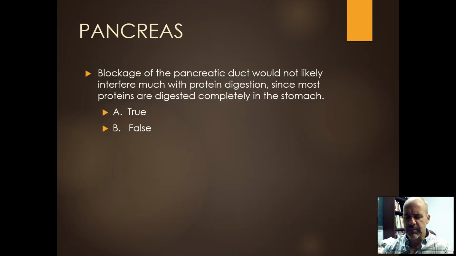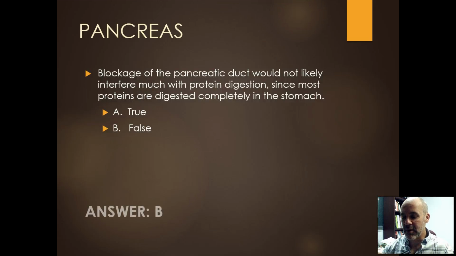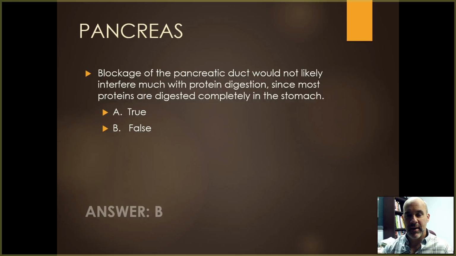All right, here's a true false. Blockage of the pancreatic duct would not likely interfere much with protein digestion since most proteins are digested completely in the stomach. We actually already covered that concept. That's going to be false. Most of the proteins coming in from the stomach are partially broken down by pepsin, but you've got to have these pancreatic proteases like trypsin and chymotrypsin and carboxypeptidase to chop them down into even smaller chains of amino acids.